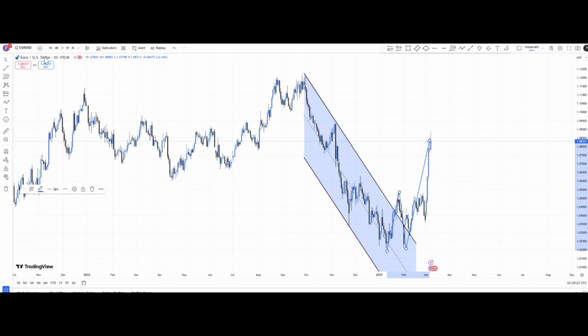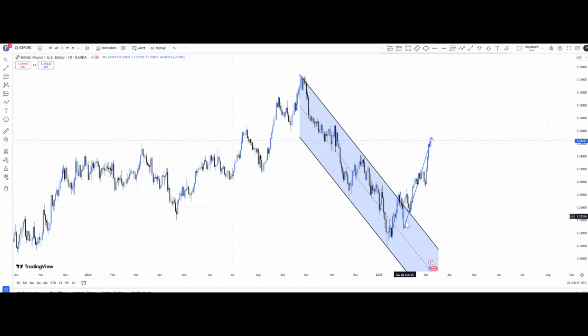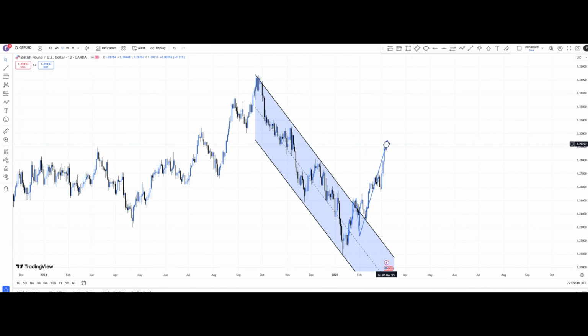Now, if you go to a pair that is correlated with it, which is GBPUSD, on GBPUSD we can see the same rejection. After price broke above this, we can see how price came back again before price pushed upward. You can see how this correlation works.